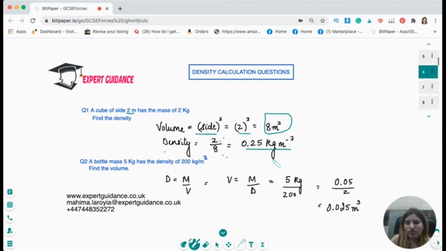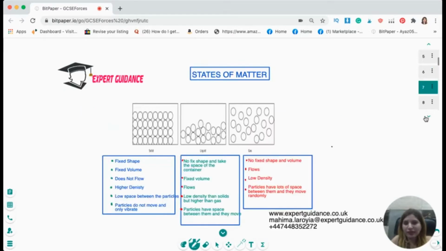For the next question, density is mass over volume. So if I rearrange this, I will get volume is equal to mass over density. My mass is 5 kgs, density is 200. I'll divide the 2. So 5 over 200 will give me 0.025 meters cubed as the volume of the liquid. Okay, so I hope these questions are clear to you.